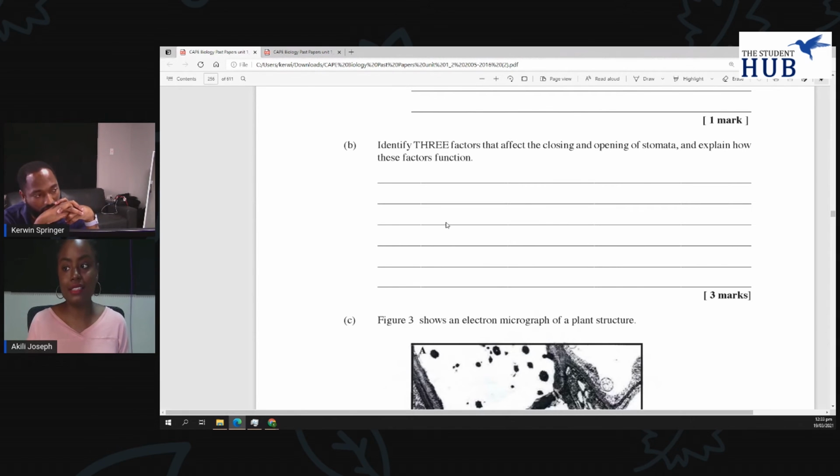So again, this is another question where you can have multiple factors. You pick the 3 that you're most comfortable explaining, and you give a brief explanation after it in order to ensure that you get your full 3 marks for this question.